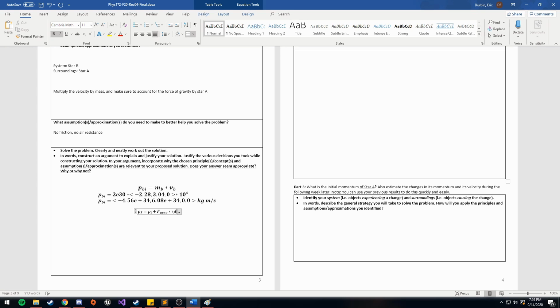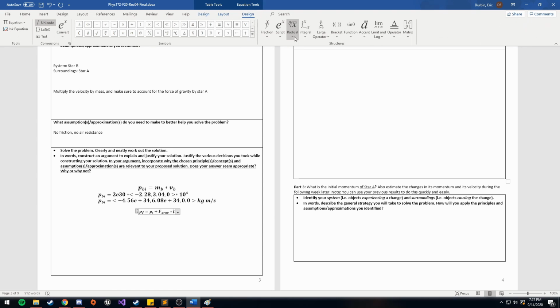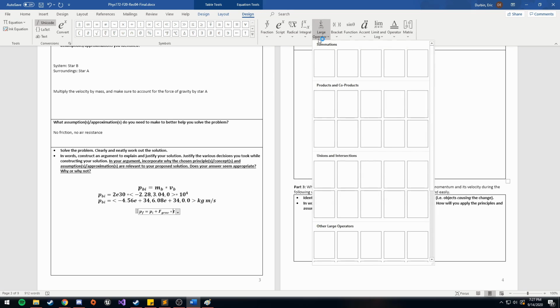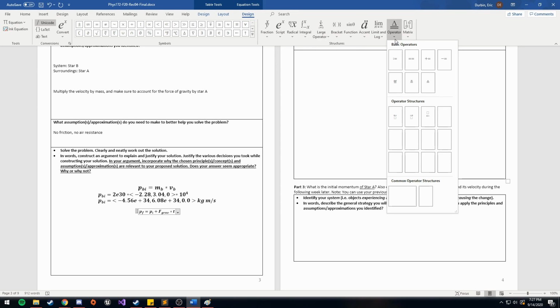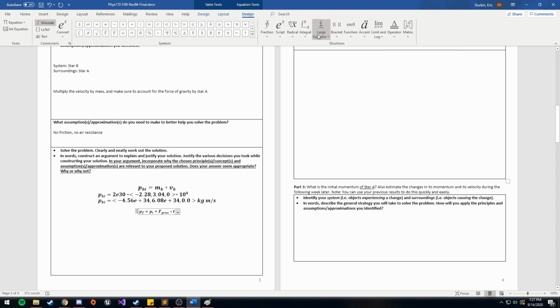10 to the 34th. Is that 34th? For the exponent, 10 to the 4th, right? The 34th, for the momentum, because when you do mass times velocity, the mass is like 10 to the 30th, and the velocities are 10 to the 4th, so it's 10 to the 34th. Oh, okay. I actually didn't notice that.